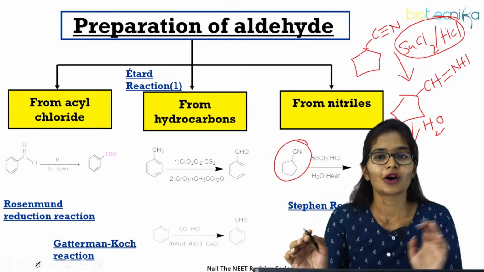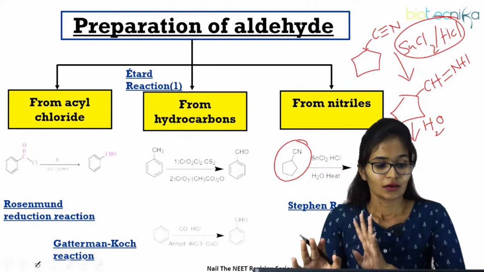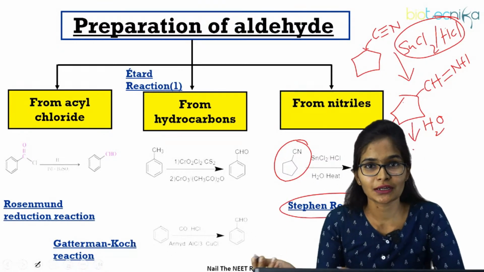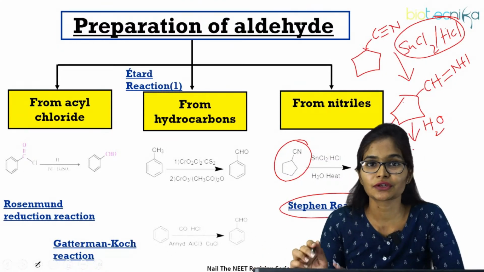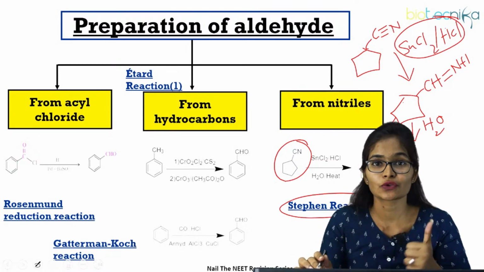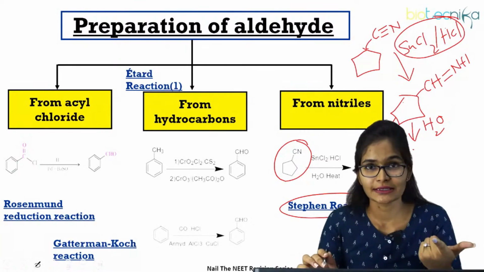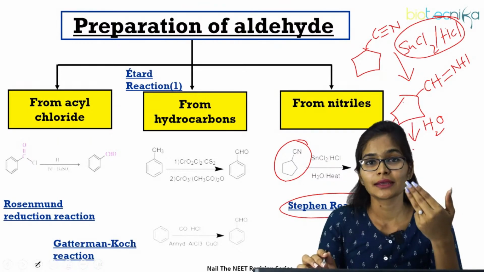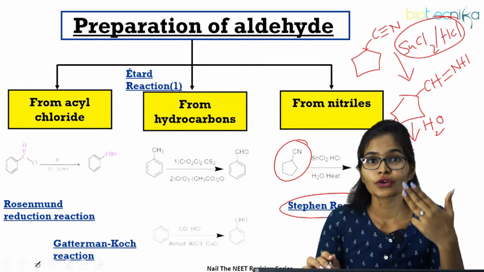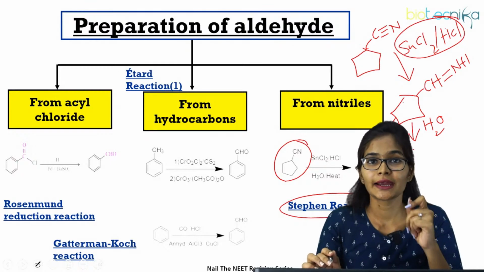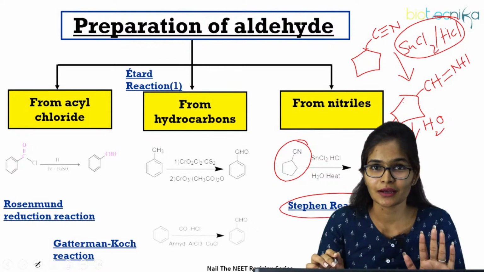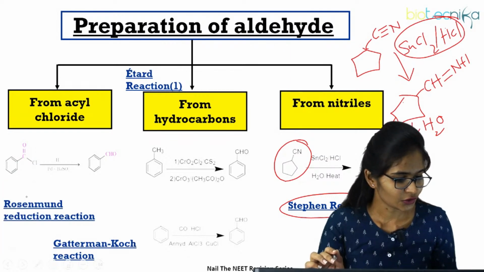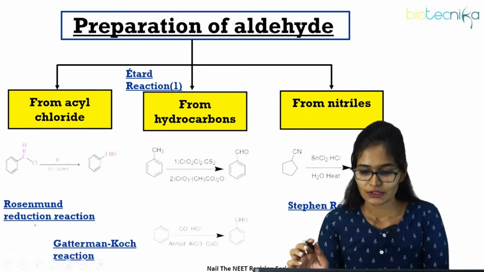So overall, how many reactions did we study? We studied four named reactions: Rosenmund reduction, Étard reaction, Gattermann-Koch reaction, and the Stephen reaction, which is the preparation of aldehyde from nitriles. So four named reactions from the aldehyde chapter you have to remember, right? Just mark it down. And already I have shown how to represent them in order to analyze them faster. So just go through this.